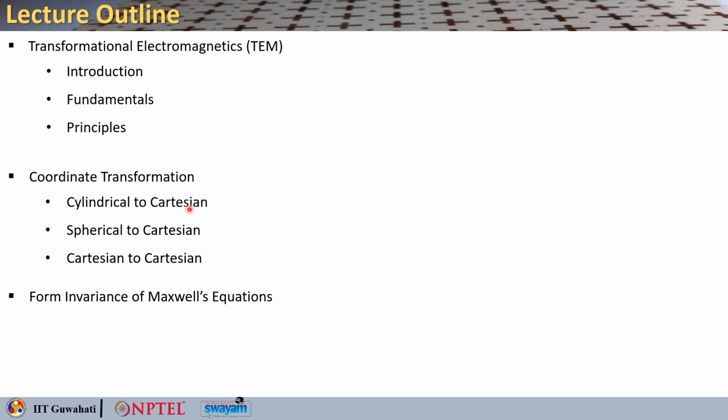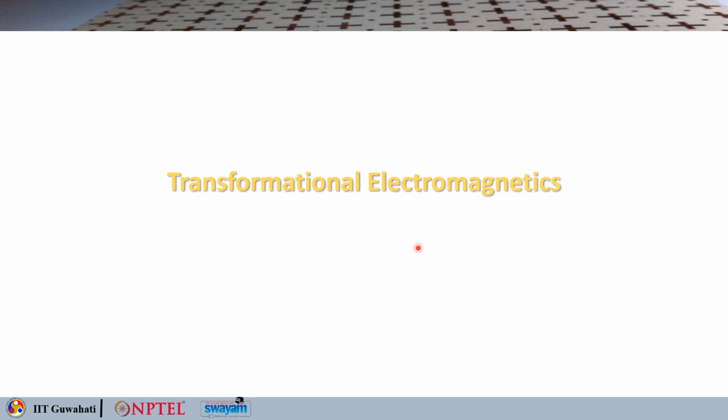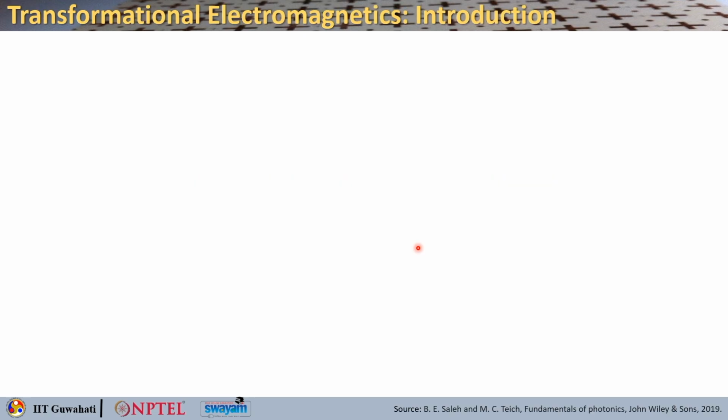Okay, then we will see how you do the coordinate transformation, that is from cylindrical to Cartesian, spherical to Cartesian and Cartesian to Cartesian, and finally we will look into that Maxwell's equation shows form invariance, and that is very important for this transformational electromagnetics or transformational optics to work. So, now let us look into what is transformational electromagnetics.